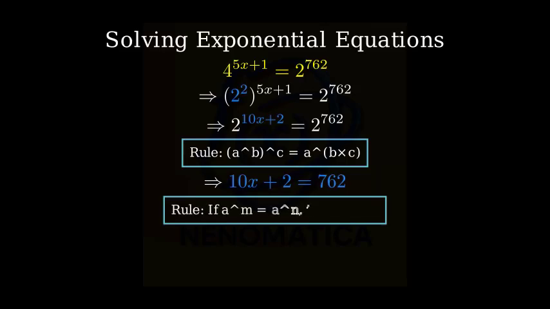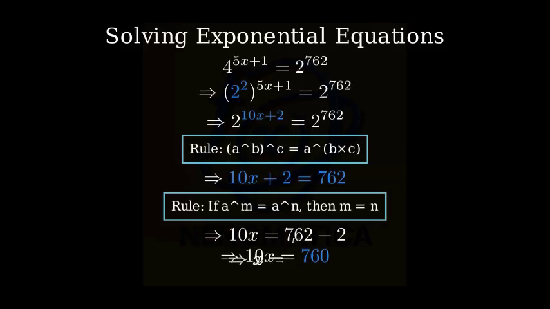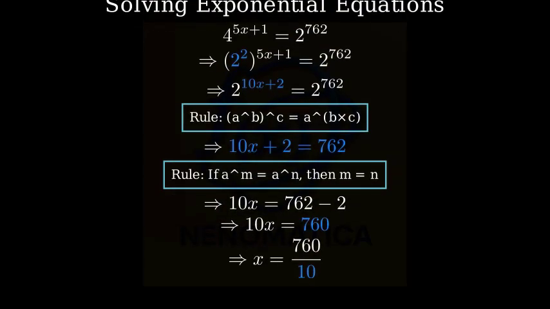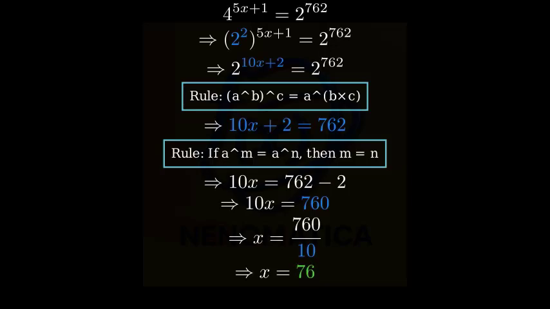This gives us 10x plus 2 equals 762. Now, we'll solve for x. First, we'll subtract 2 from both sides of the equation. This gives us 10x equals 762 minus 2, which is 760. Finally, we'll divide both sides by 10 to isolate x. This gives us x equals 760 divided by 10, which is 76.